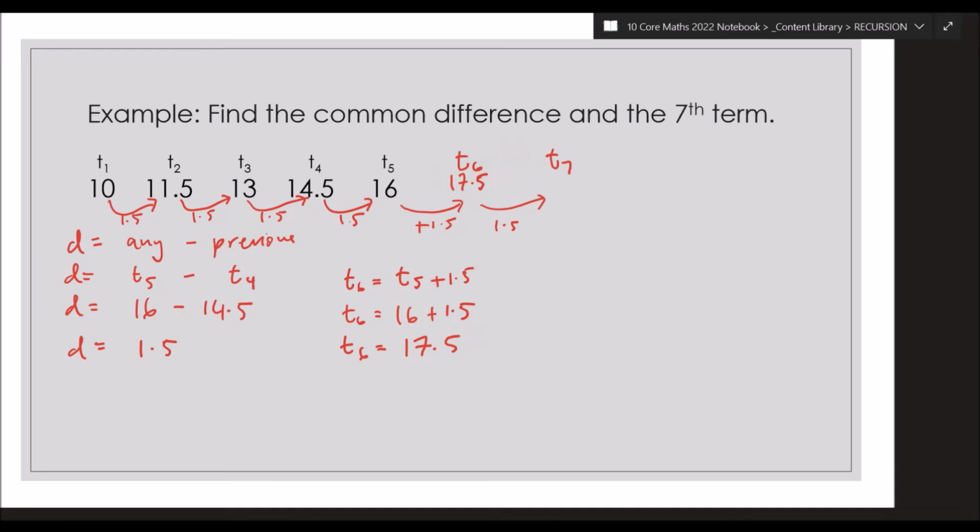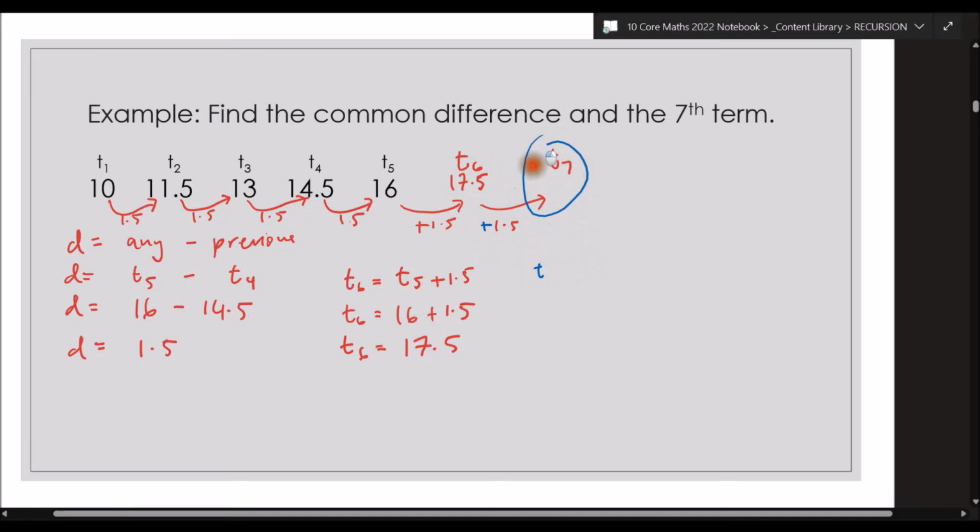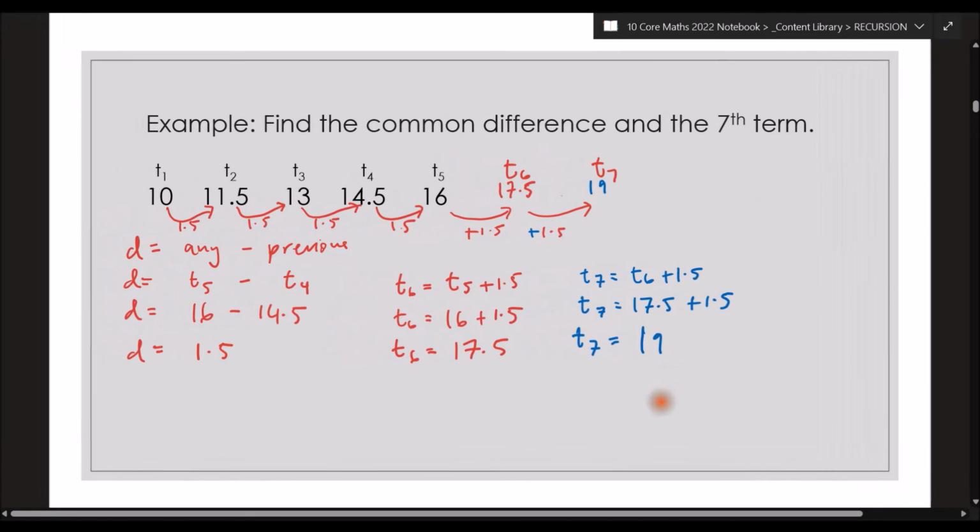Now T7, which is what we're looking for, is going to be, again, adding 1.5 to the previous term. The previous number is 17.5, and you're adding 1.5. So T7 is T6 plus 1.5, which is 17.5 plus 1.5. So the seventh number is 19. Okay, so there it is. Nice and easy, straightforward. If you forget how to do this and show the working out, please come back to this part of the video.